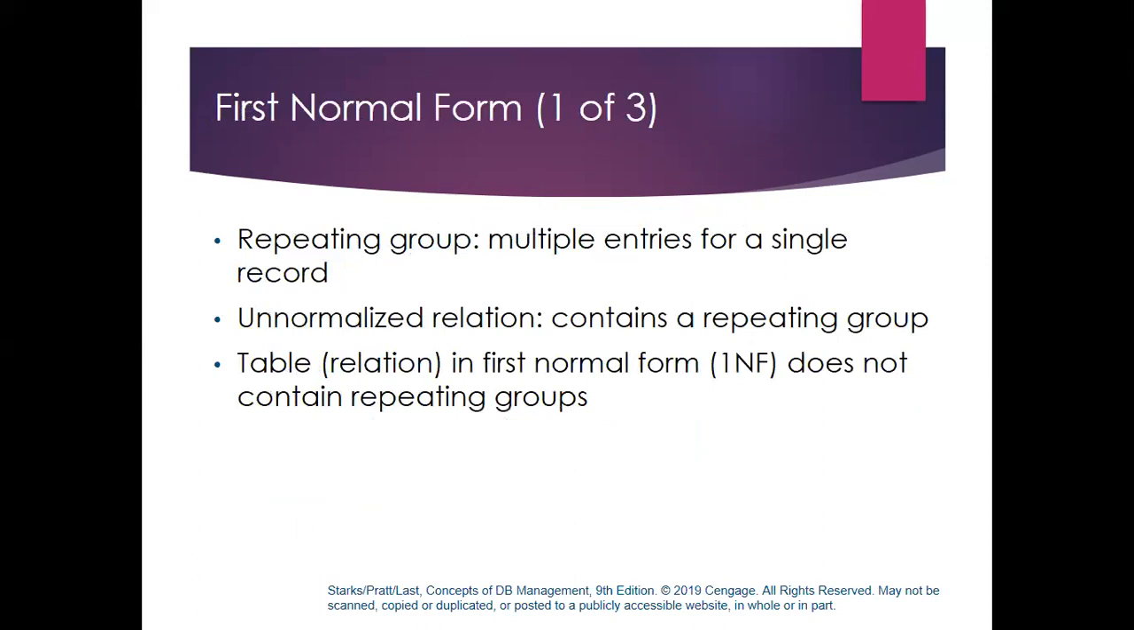What is the first normal form? A table that contains multiple entries for a single record or repeating groups is an unnormalized relation. A repeating group could also be one that contains more than one piece of data in a single cell. A table or relation is in first normal form when it does not contain repeating groups.